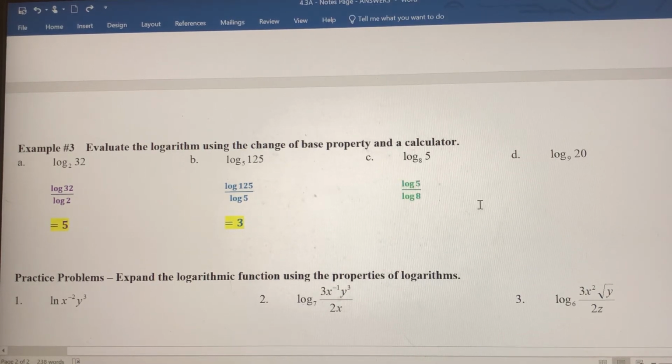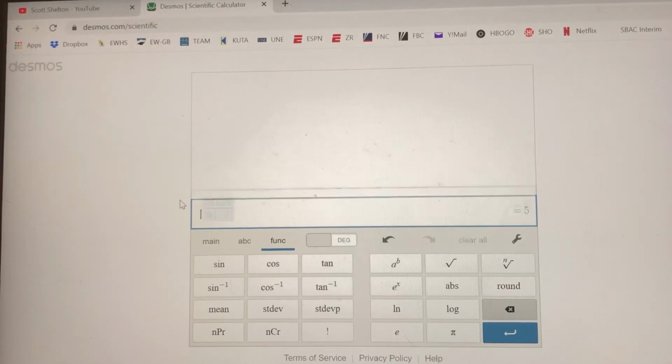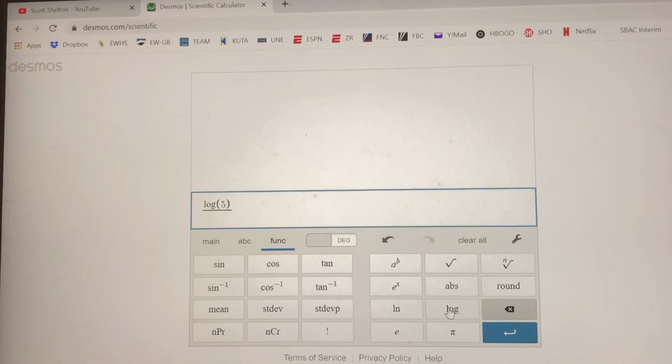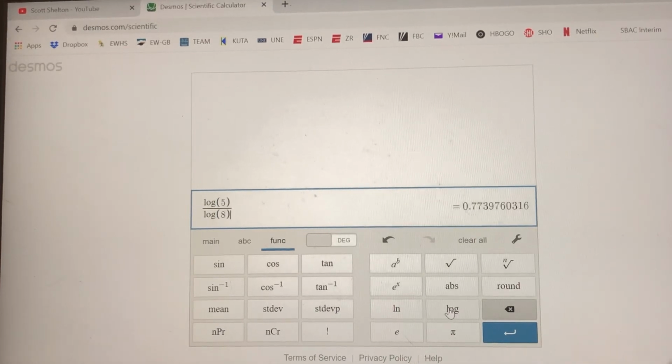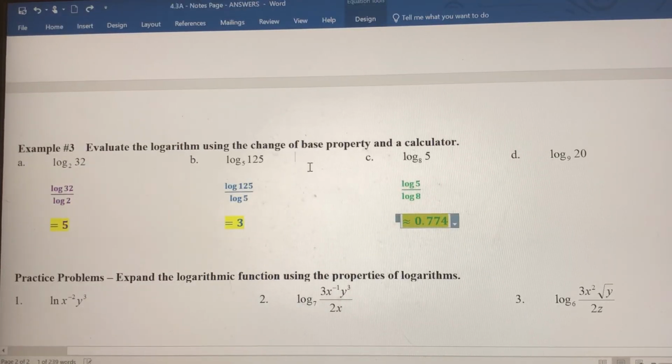All right, C, change of base. So common log 5 over common log 8. Let's enter that into the calculator here. So common log 5 divided by common log of 8, and we get 0.774, approximately 0.774.